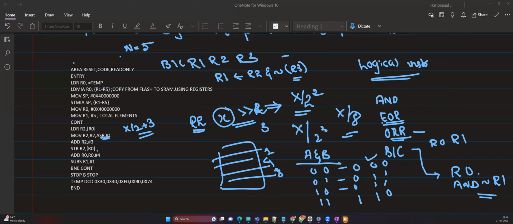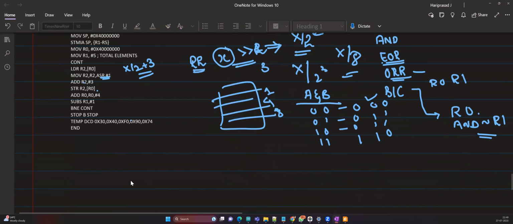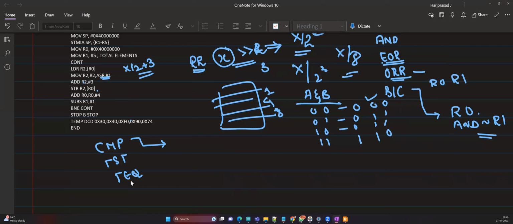We have some pseudo comparison operators. They are CMP, TST, and TEQ. CMP basically compares two registers and updates the flag.